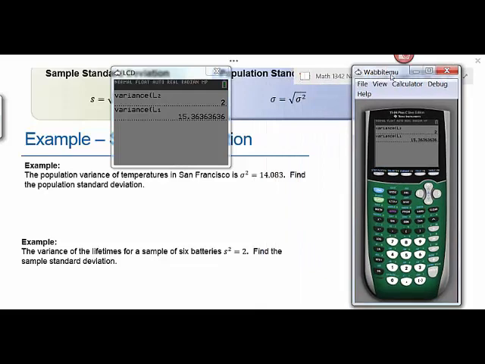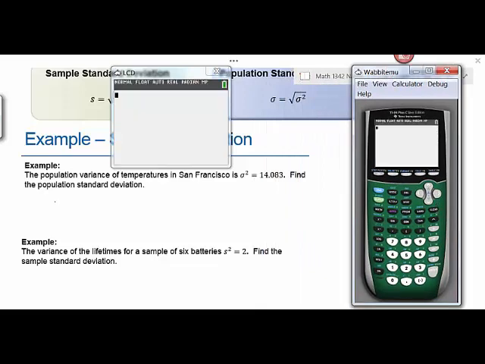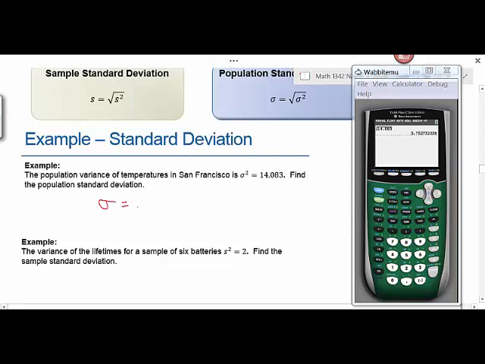Let's clear out our list so we're looking at the same thing. What I would want to do is take the square root, and I hit second square root to get to it, of 14.083. And that gives us 3.75. The population standard deviation is equal to the square root of 14.083, and that's approximately equal to 3.75. And we would just use our calculator to get that.